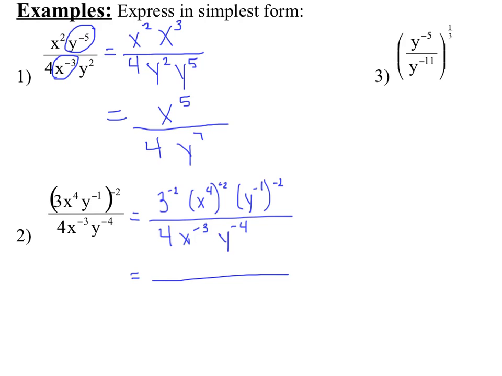So I'm moving 3 to the negative second before I square it, because it's a negative exponent. X to the fourth to the negative second, I'm going to multiply my exponents, so I'm going to have x to the negative eighth. 4 times negative 2 would be negative 8. And then I'm going to multiply negative 2 times negative 1, so that's going to become positive, and it'll be y squared. I'm not moving anything else yet. I just want to make sure that everything inside my parentheses is simplified first.